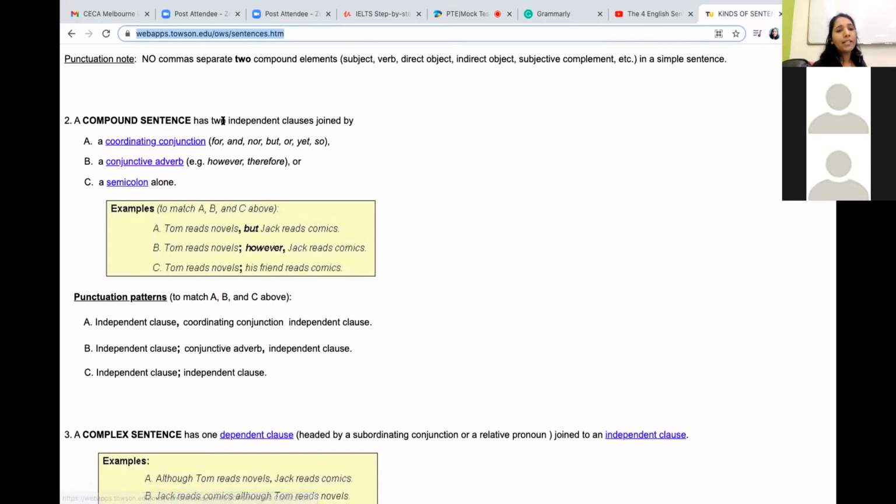So what is a compound sentence? It has two independent clauses, or in short, it has two simple sentences. Okay. So how are they separated? See, Tom reads novels, Jack reads comics. So there are two simple sentences. After the first simple sentence, there is always a comma, then a coordinating conjunction. Coordinating conjunctions are your simple conjunctions: for, and, but, or, yet. All these are simple conjunctions. So there's always a comma after your simple sentence, then a coordinating conjunction, and then your next simple sentence or your other independent clause. So a compound sentence is joining two independent clauses.